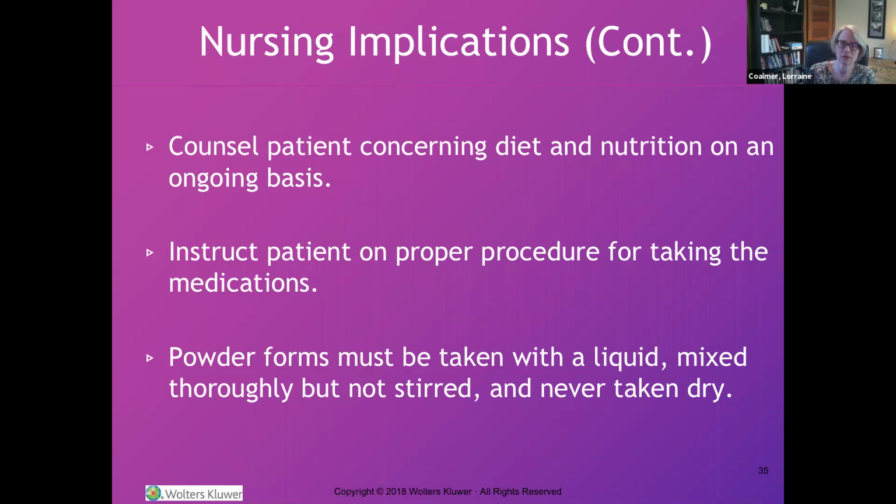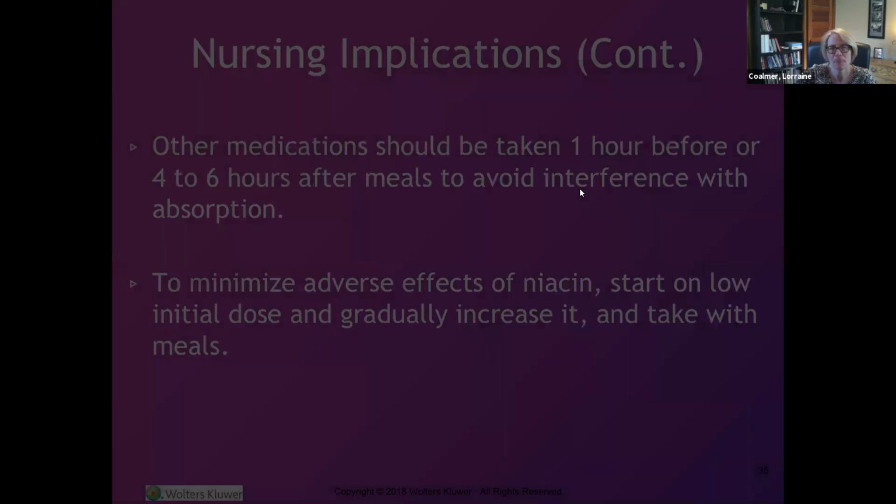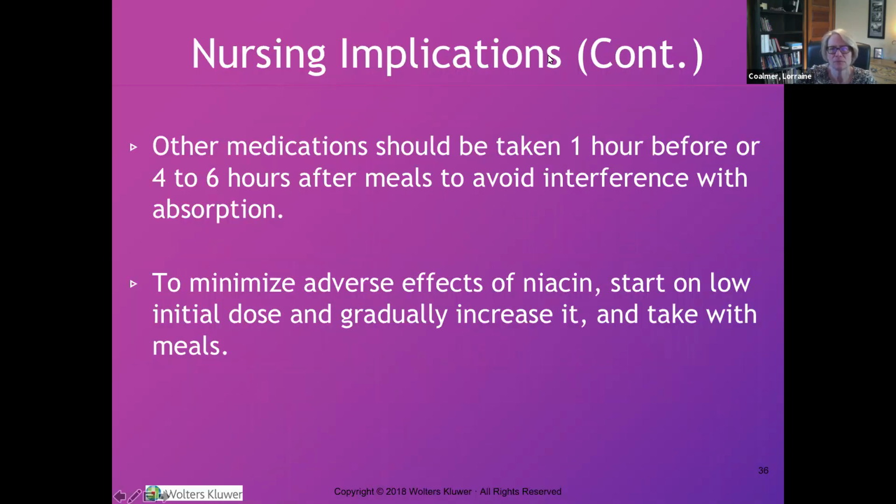And then powder forms, mixed but not stirred. So you can't shake it. Isn't that a drink? Shaken, not stirred, and never taken dry. So you don't just chug the powder. It has to be mixed with a liquid, non-carbonated liquid. We know that medications should be separated to avoid interference with absorption and to minimize the adverse effects, and to start low and then gradually increase. My dad wasn't having any of that. He just stopped it.